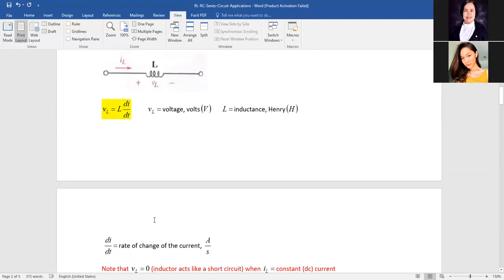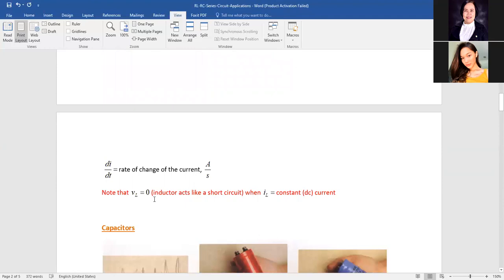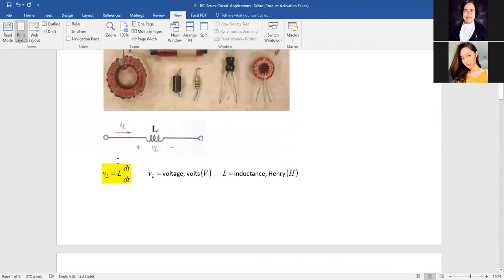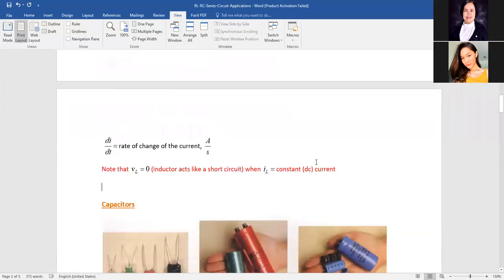Now note that the voltage drop across the inductor is equal to 0 when the inductor is acting like a short circuit. So V sub L is equal to 0. In this case, the inductor acts like a short circuit when I sub L is a constant, meaning there is no change in the I over time that passes through the circuit element. Then your circuit is said to be a DC circuit. You know what a DC circuit is. The power source is a battery. So there won't be any changes in the current once your circuit is powered or having a potential source, which is a battery, or it's a DC circuit.